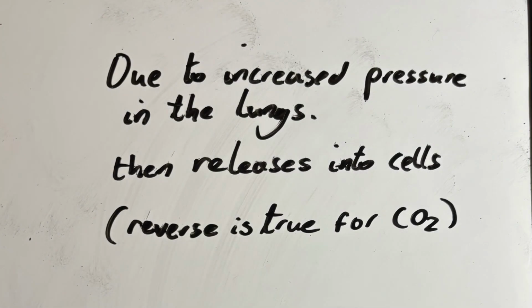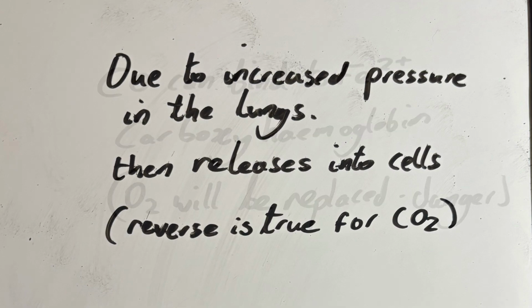Now, the lungs have an increased pressure, which allows your hemoglobin to bind to oxygen, which is then released into your cell, and the reverse is true for any carbon dioxide that it takes from your cells.